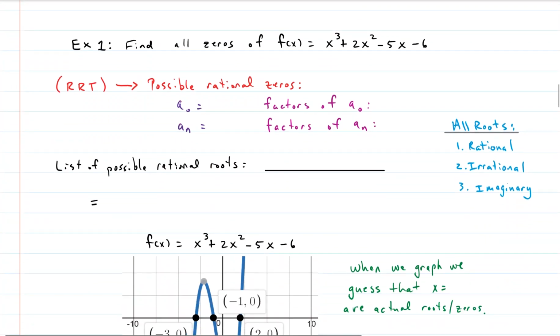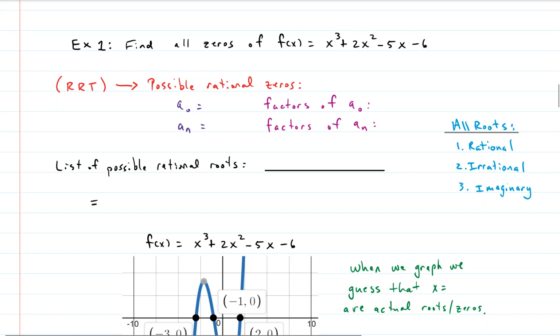All right, here's our first example. Find all the zeros of f(x) = x cubed plus 2x squared minus 5x minus 6. Remember, this is a third degree polynomial because the highest power we see is 3. So we should be looking for 3 roots. They might not all be real. If they're imaginary, they'll come in pairs of 2.